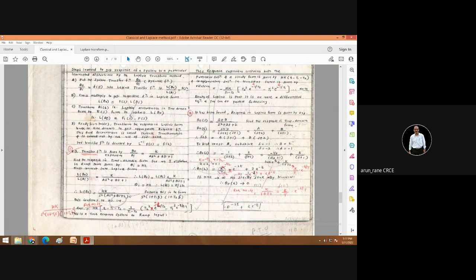So s plus 3 upon s square plus 3s plus 2. Now you have learned something about partial fraction. So using partial fraction, you will get s plus 3 upon s square plus 3s plus 2 like this. And you can get the value of a and b.